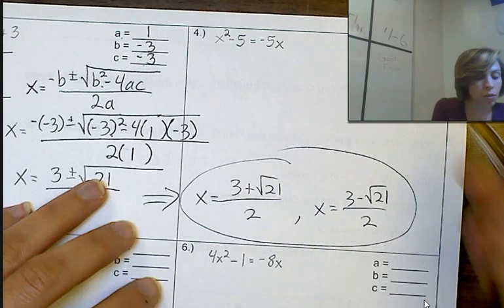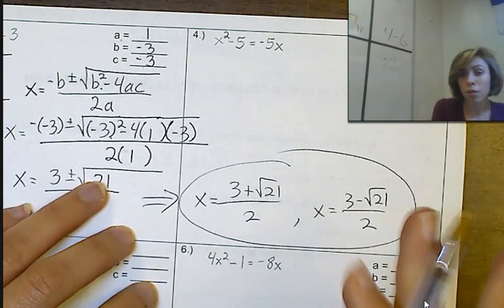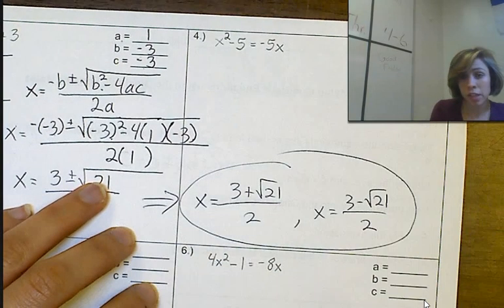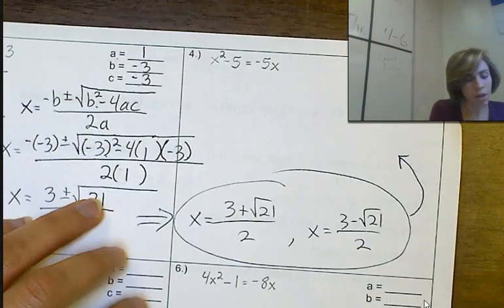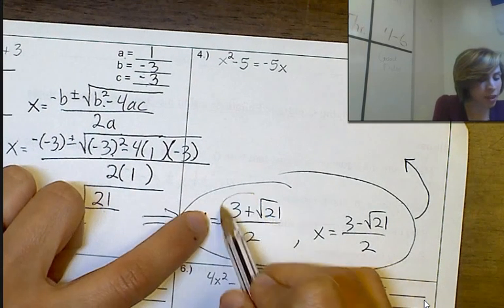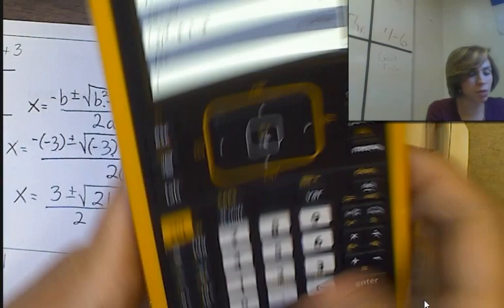So you might see this as an answer choice. Or if you see all your answers are in decimal form, you're going to have to go a step further and find the decimals. So first, to get the decimal, I'm going to put this into the calculator and get a number for that. 3 plus square root of 21. So I put this in.